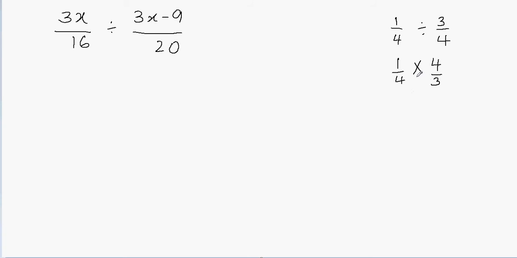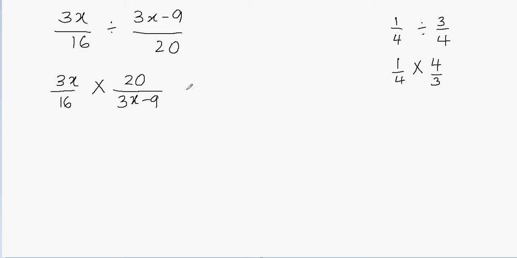We're going to use the same strategy in this problem to divide this rational expression. I'm going to write 3x over 16 as it is, and then change this division problem into a multiplication problem. I'll put the multiplication sign instead of the division sign, and then I need to flip the fraction next to it. So I'm going to write the reciprocal of this fraction, where the numerator becomes the denominator and the denominator becomes the numerator. I'll write this as 20 over 3x minus 9.